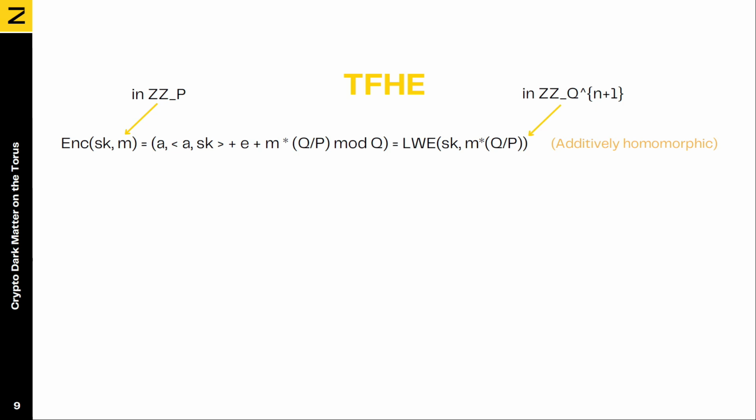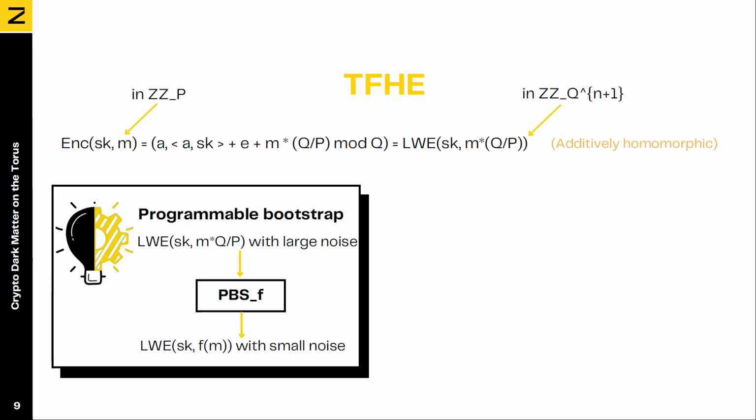So the TFHE ciphertext is just an LWE ciphertext. And in particular, this means that it's an additively homomorphic ciphertext up to a small growth in noise. The neat thing about TFHE in particular is it comes with this neat bootstrapping mechanism called the programmable bootstrap, or PBS. So the idea here is that as well as decreasing the noise of a ciphertext, you can also apply a function to the plaintext.